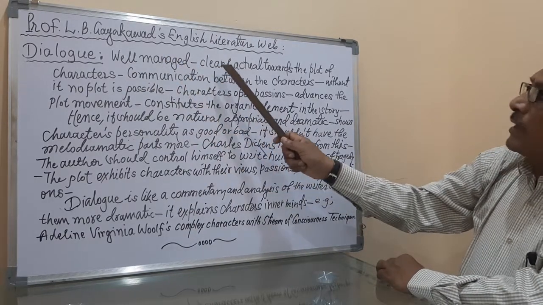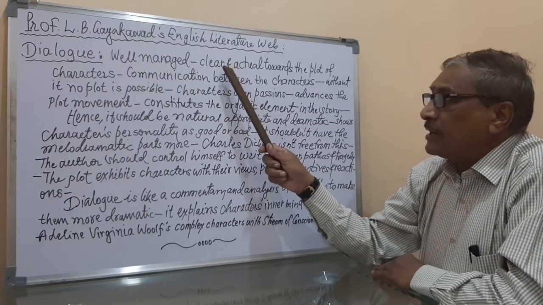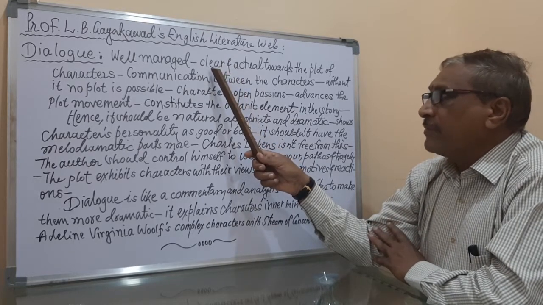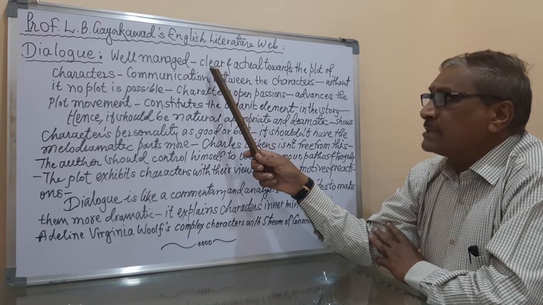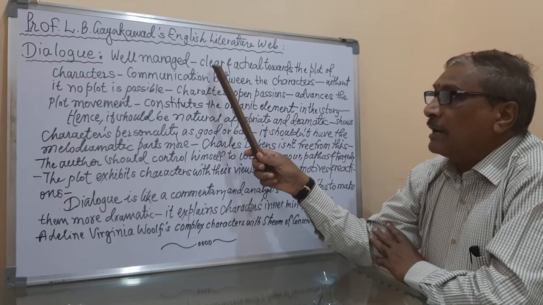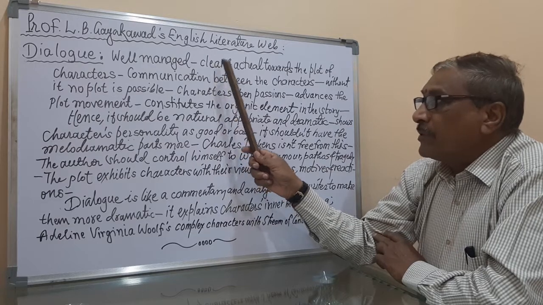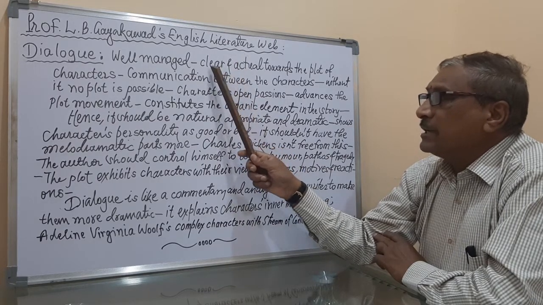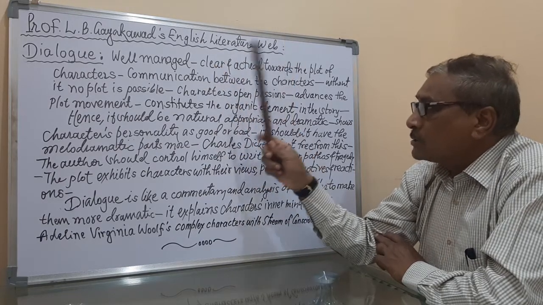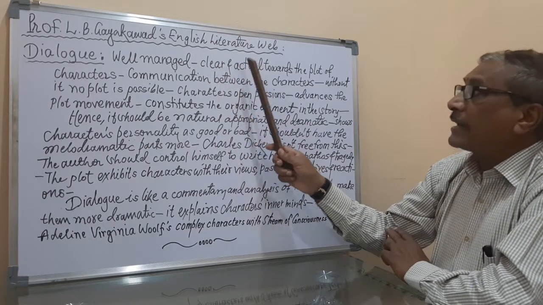And that dialogue should be clear and actual. Means the dialogue should be clear. Means that dialogue should not be vague. Vague means unclear. Unclear means it should be understood by everyone. Means when the dialogue is spoken by the characters, people or readers should understand those dialogues very clearly, and that's why the dialogues should be clear and actual.